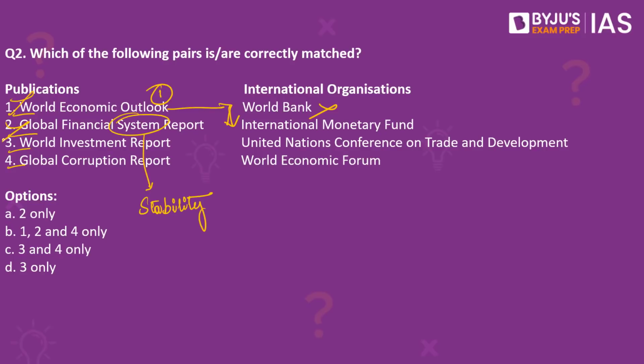Coming to the third pair. The third pair is correct. World Investment Report is a publication of United Nations Conference on Trade and Development. But number 4 is incorrect. Global Corruption Report is not published by World Economic Forum.